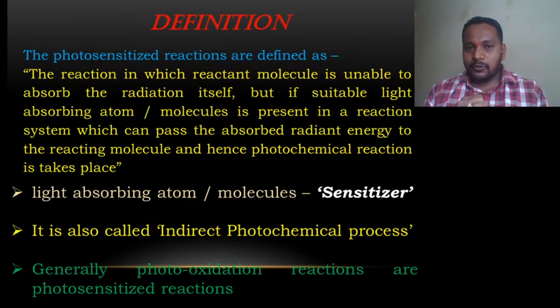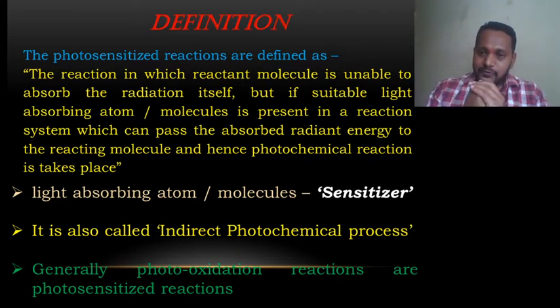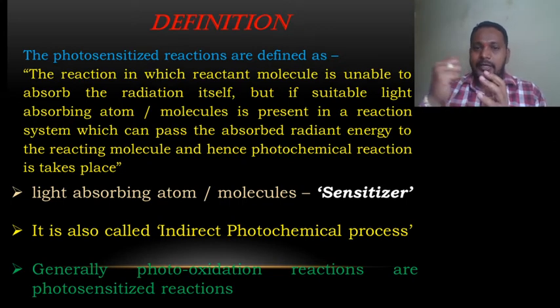Hence this photosensitized reaction is defined as follows. See, in some reactions the reactant molecule is unable to absorb or acquire the energy from the light itself, right? In that case, another molecule is present in our reaction system. That molecule absorbs the energy from the light and passes that energy to the reacting molecule, and hence the reaction takes place, right?